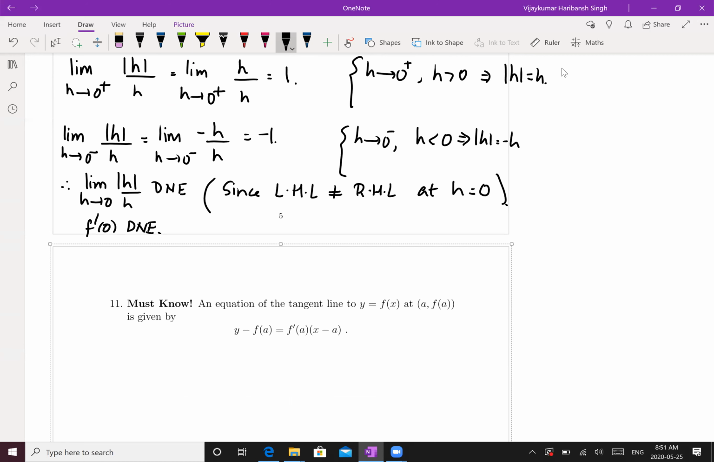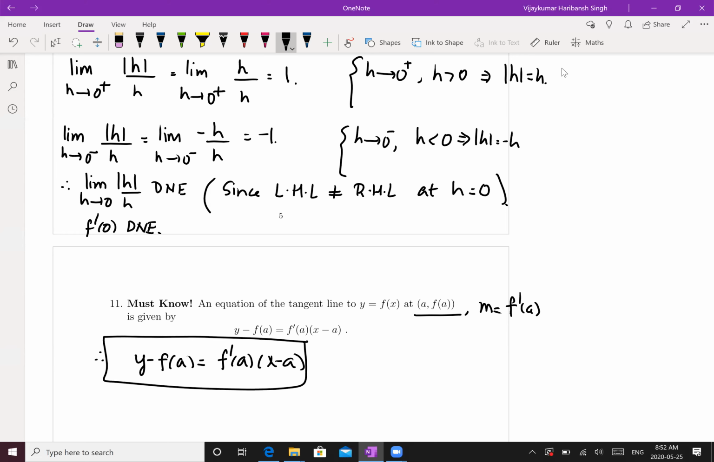Since we found out that the slope of the tangent line is f prime a, the equation of the tangent line can be rewritten now. The point is (a, f of a), slope m is f prime a, right? So the equation of the line is y minus y1, which is f of a, equals slope, which is f prime a, times x minus a. So this is how the equation of the tangent line looks.